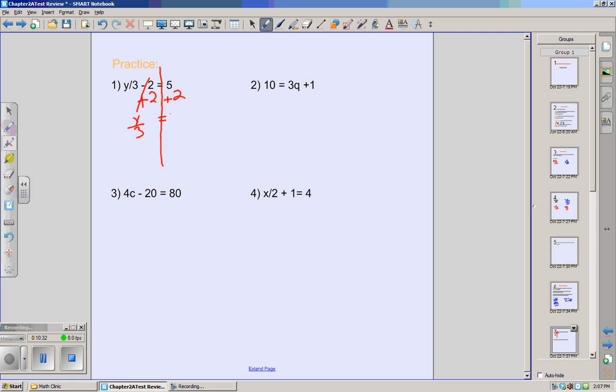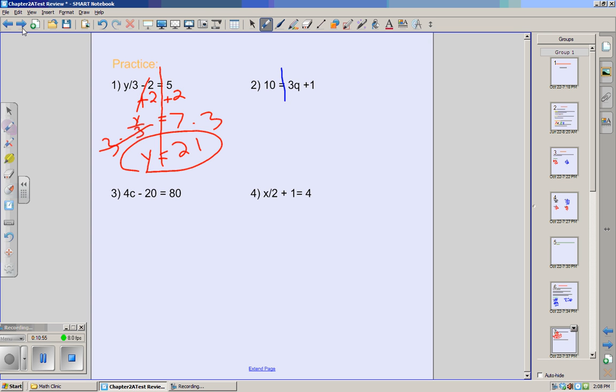5 plus 2 is 7. Now, the inverse of y divided by 3, since the inverse of division is multiplication, I times 3. Times 3. That crosses those out. All I have left is y. 7 times 3 is 21. 21 is my answer.